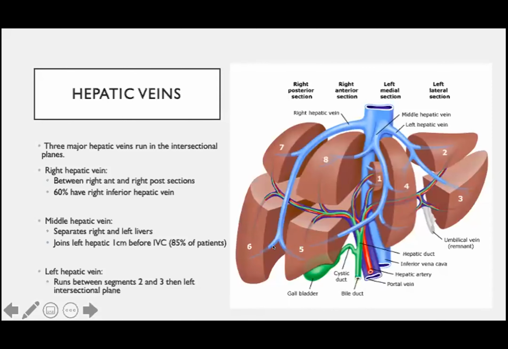It joins the left hepatic vein 1 centimeter before the IVC in 85% of patients. Right here, this is what they're talking about. And then the left hepatic vein runs between segments 2 and 3, the left intersectional plane. These are easily testable points, and they're really important to know. So just remember where the middle hepatic, right hepatic, and left hepatic go, and where the portal vein goes.